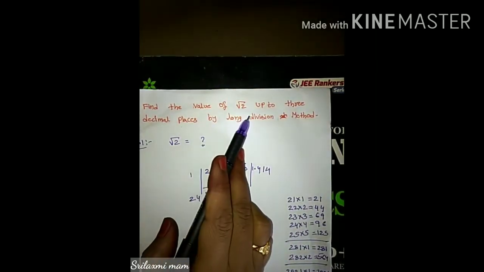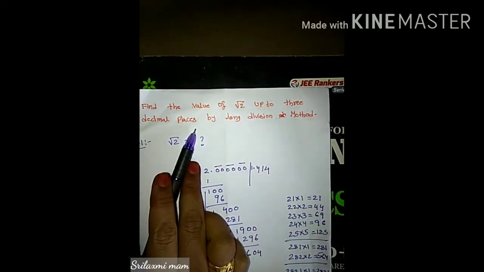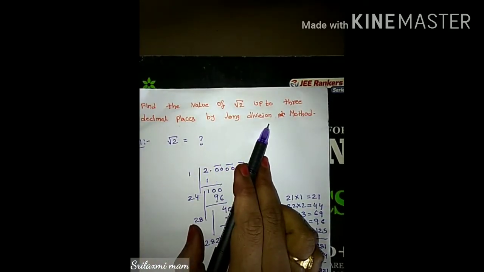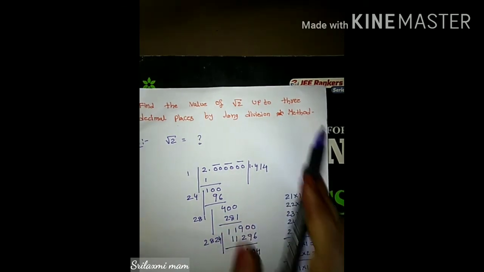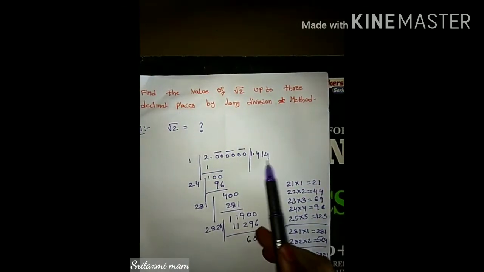Then in this sum, find the value of root 2 up to 3 decimal places by long division method. So we take up to 3 decimals: 1.414.